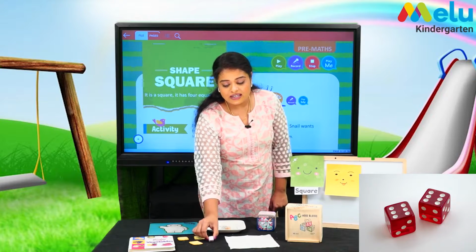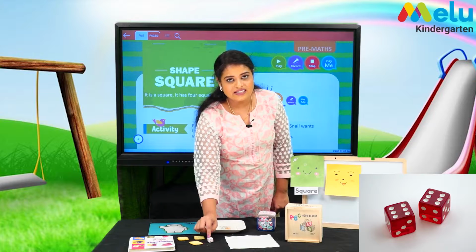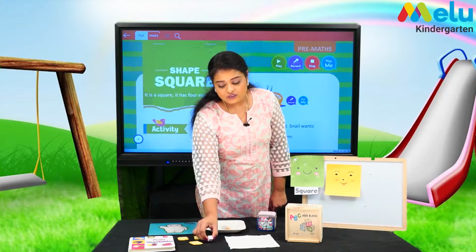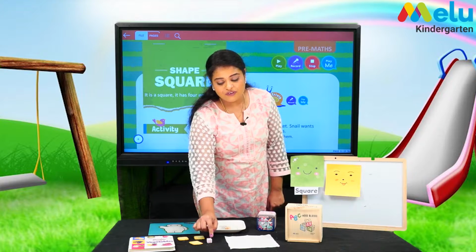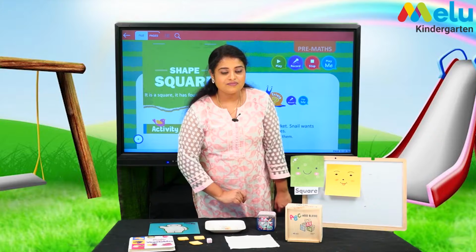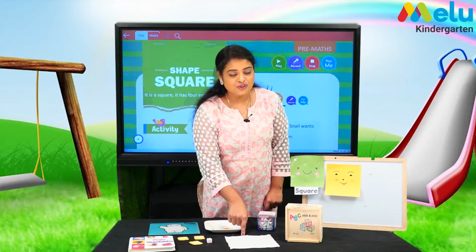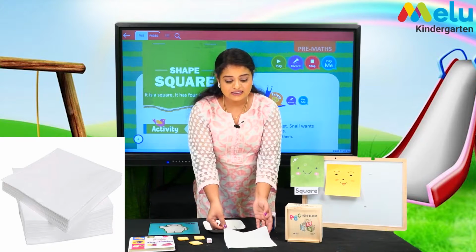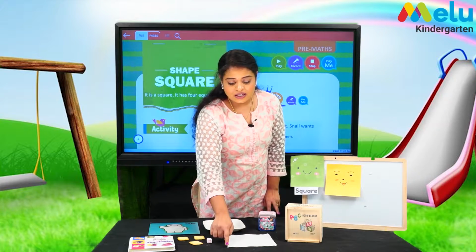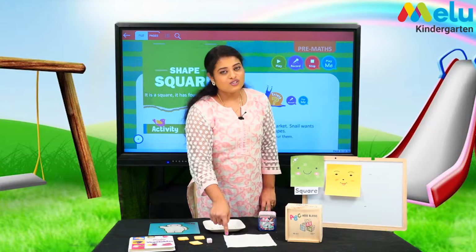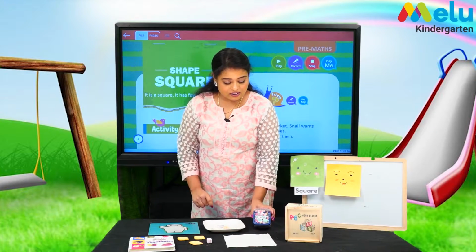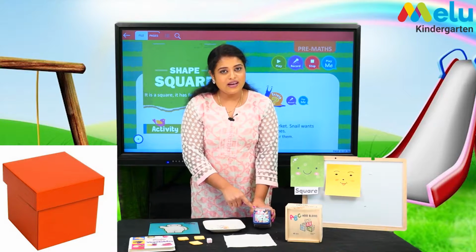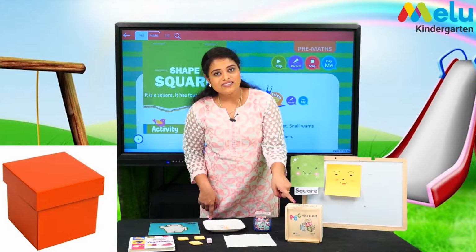Children, I have a dice. What is this? Dice, right? Can you see, children? The face of the die is in the shape of a square. And here I have a tissue. Children, we use a tissue, right? We use a tissue to clean ourselves. So, this tissue is also in the shape of a square. And I have a box. The face of the box is in the shape of a square. I have another box here.